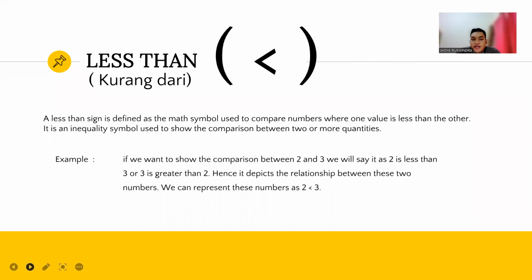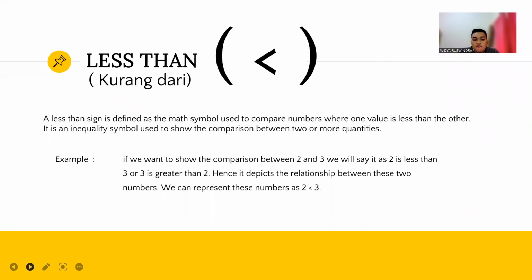Next vocabulary is less than. This is the symbol of less than. In Indonesian language, we say kurang dari. A less than sign is defined as the math symbol used to compare numbers where one value is less than the other. It is an inequality symbol used to show the comparison between two or more quantities.